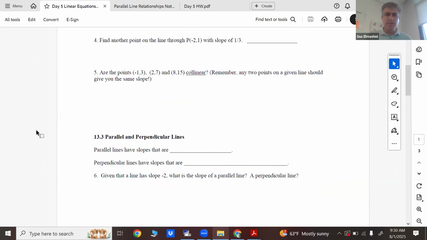Okay, for 4, find another point on the line through that with a slope of 1/3. I would recommend using the point slope formula. I'm not sure if you guys remember that. It's actually the preferred technique in more advanced math classes, and we just prefer you leave things that way. In fact, in AP Calculus, they prefer you leave things that way. That's a class to take much later down the line.